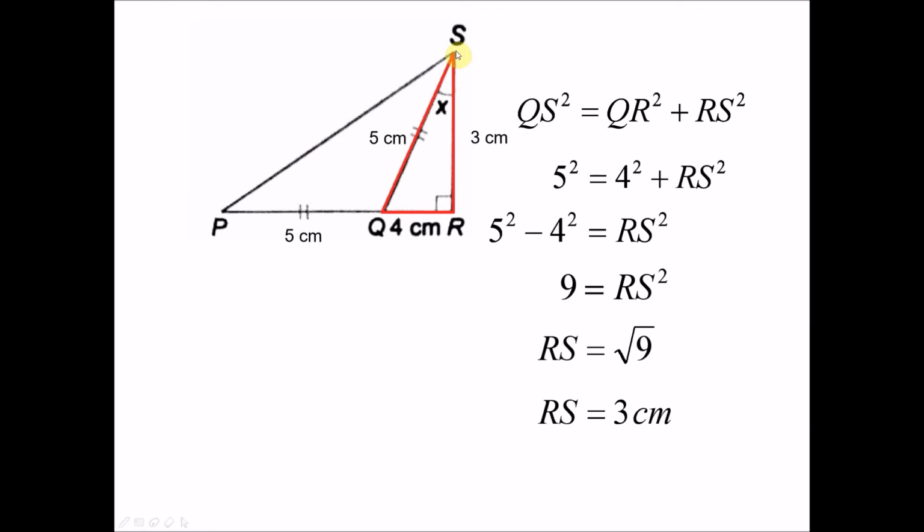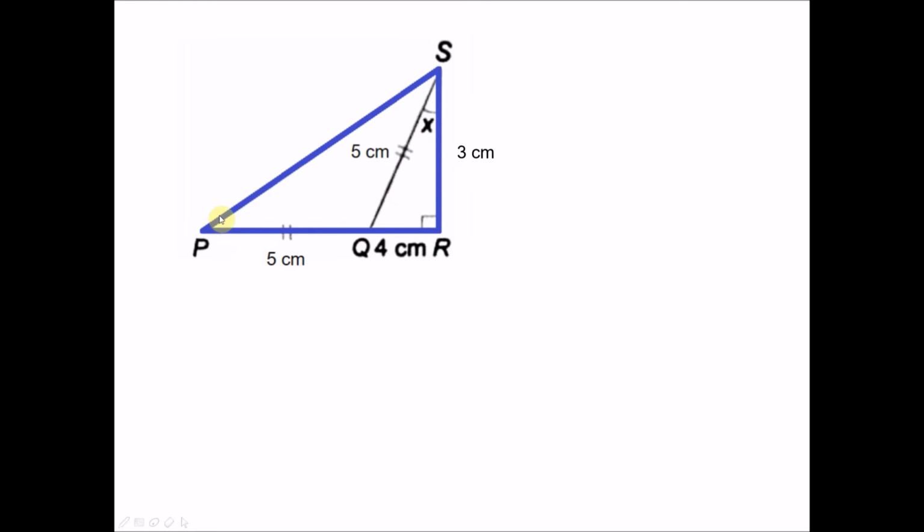So now since we have RS 3 centimeters and we have PQR here, 5 plus 4, we can now look at the big triangle here, the blue triangle here. So PS squared here, the square of the hypotenuse, equals the square of this side, which is 5 plus 4, which is 9, squared plus 3 squared. So PS squared equals PR squared, which is 9 squared, plus RS squared, which is 3 squared. So PS squared equals 9 squared plus 3 squared.